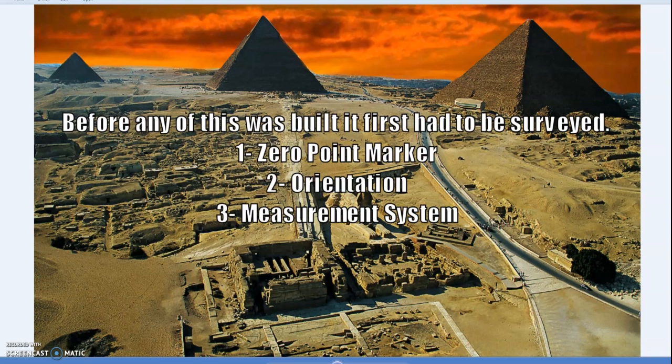And there are a few things we really need to survey a site. We need a 0-point marker. We need a way of orientation, north, east, south, and west. And we need a measurement system.